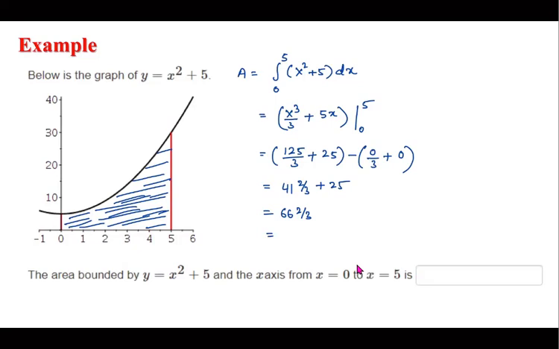If you want to write it as a decimal, it will be 66.666, and it will continue. Let me round it to 4 decimal places. So we can write 66.6667. So you can see that in order to find the area, we use the definite integral. So the definite integral always gives the area under the curve, which is bounded by the x-axis below, and then the limits of integration on the left and right. And remember, in order to evaluate this definite integral, we use the fundamental theorem of calculus.